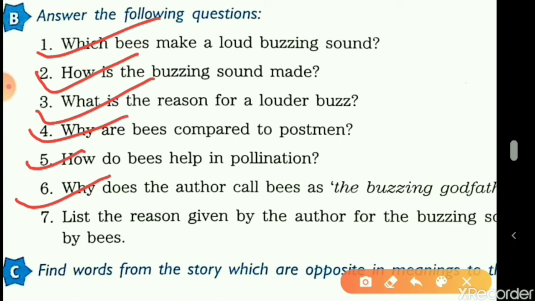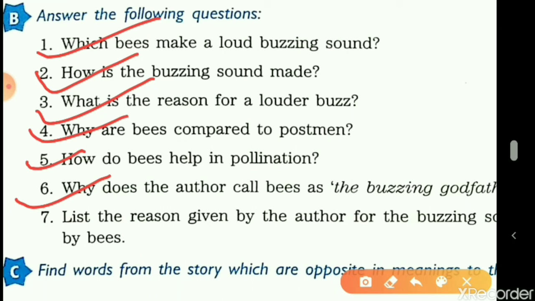If bees are not there, beta, then pollen will not be transferred, and if pollen is not transferred then new plants will not grow. So who does all this work? Bees. So that is the reason we are calling them instrumental. The author calls bees buzzing godfathers because they are instrumental in the growth of new plants.